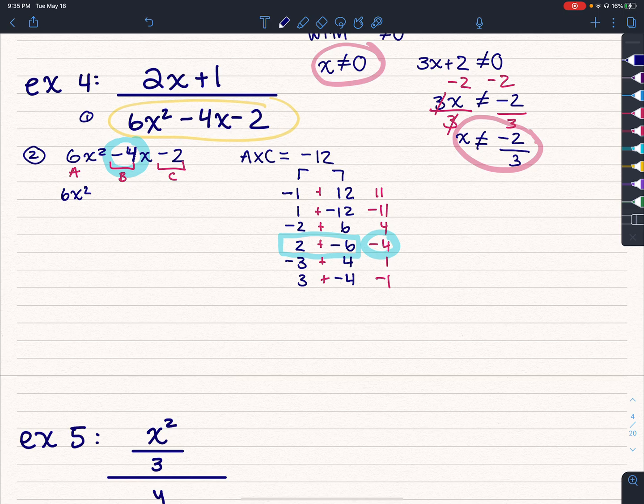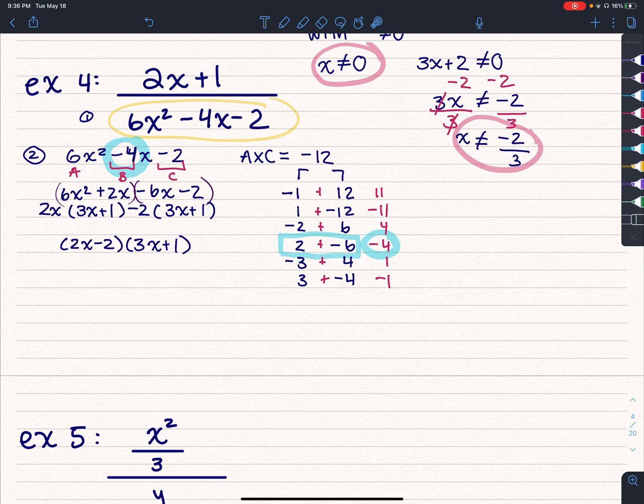So we have 6x squared. Negative 4x is going to get broken up into plus 2x and minus 6x. And we're going to group. Here we can factor out a 2x, and we'll get 3x plus 1. And here we can factor out a negative 2, and again we get 3x plus 1. So this whole thing can be rewritten as 2x minus 2 times 3x plus 1. That is now our fully factored trinomial, which is our divisor.